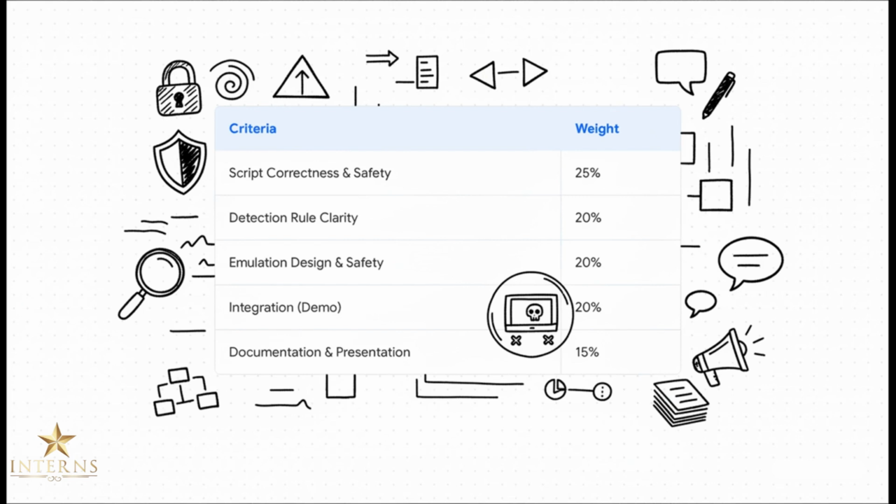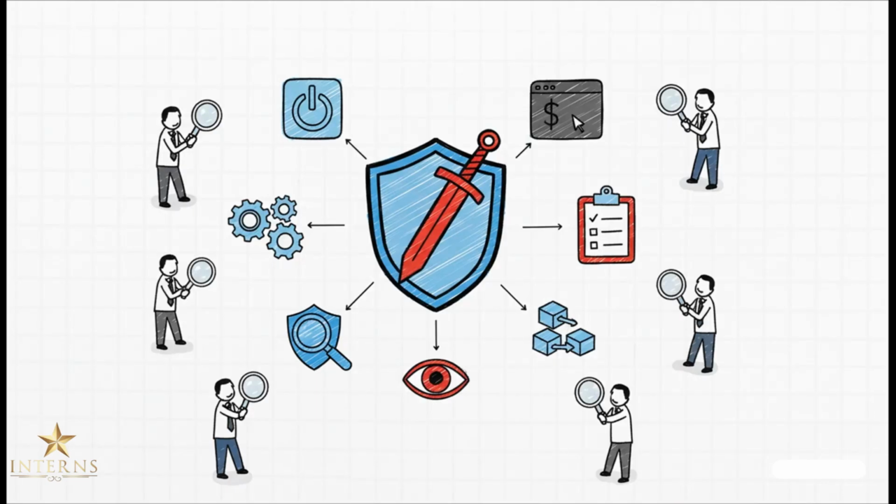Yeah, that's number one. But look at what's almost as important: how clear your detection rule is, how safe your emulation is, and how well you document and present your findings. Clear communication is absolutely key. Completing this mission successfully gets you the blue/red Automation Engineer badge.